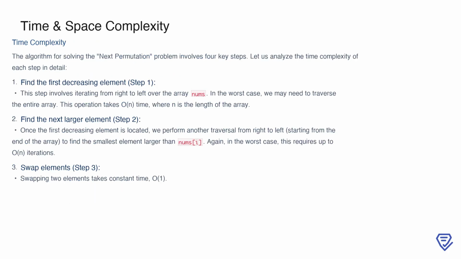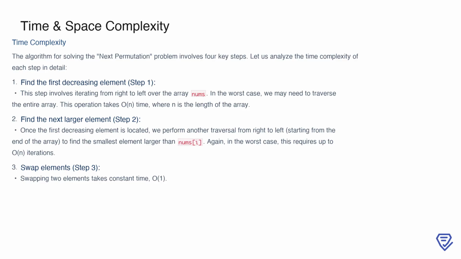To analyze the time complexity of the next permutation algorithm, we start by breaking it into its 4 main steps. The first step involves finding the first decreasing element when traversing the array from right to left. In the worst case, this requires iterating through the entire array, resulting in a time complexity of O(n), where n is the length of the array. Next, we identify the smallest element larger than this decreasing element by performing another right-to-left traversal.